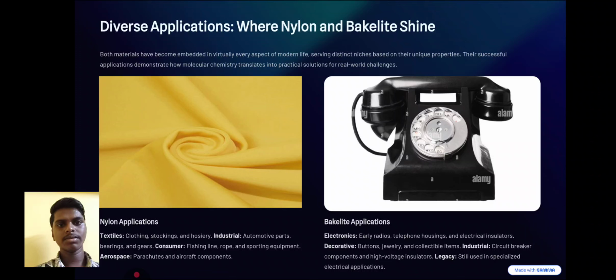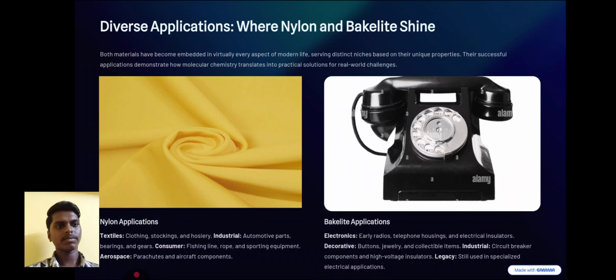Nylon applications. It is used for textile and industrial purposes, and for consumer and aerospace purposes. In textiles: clothing, stockings, and hosiery. In industries: automotive parts, bearings, and gears. For consumer purposes: fishing line, rope, and sporting equipment. Aerospace: parachutes and aircraft components.